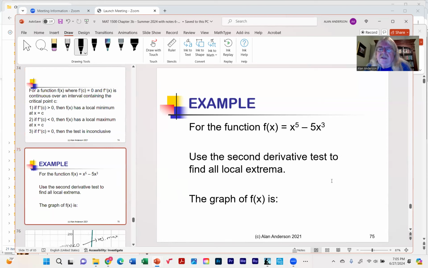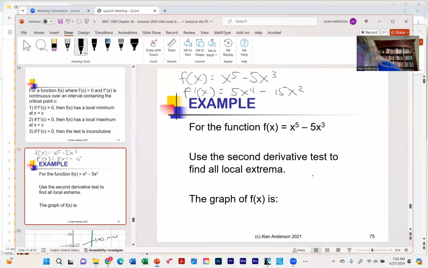All right, so let's try this. Now look at this. This is a fifth order polynomial. So we're going to take the second derivative. First derivative, based on the power rule, will be 5x to the fourth minus 15x squared. And the second derivative will be 20x cubed minus 30x. Now that by itself is still a very complex function.